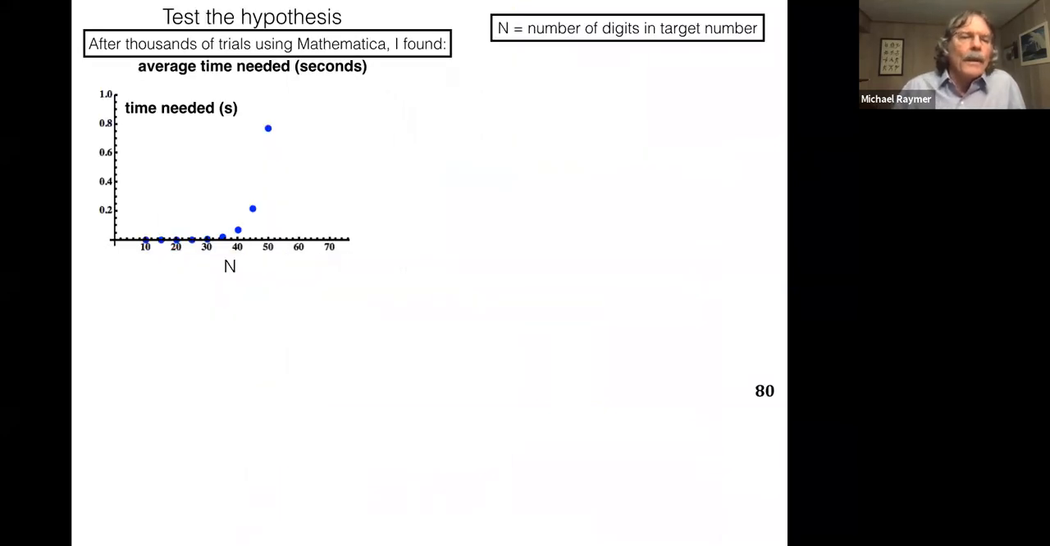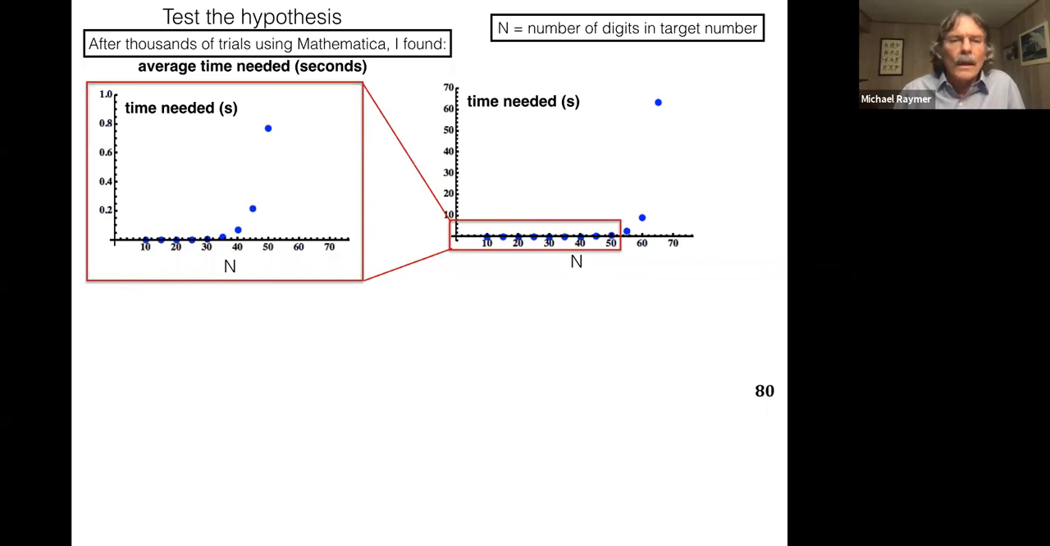So then I made a plot of the time it took to factor the number on average, in seconds, versus the number of digits. So I took, for example, 30 digits, and I generated that many, many times, and I got the average time. It was small. When I used a 50-digit number, I did that many times, it took on average 0.8 seconds. Okay, I can zoom into this. I can compress this down to here. If I go to 70 digits long, it takes about 60 seconds. So that's a minute. It takes a minute to find the prime factors of one number.